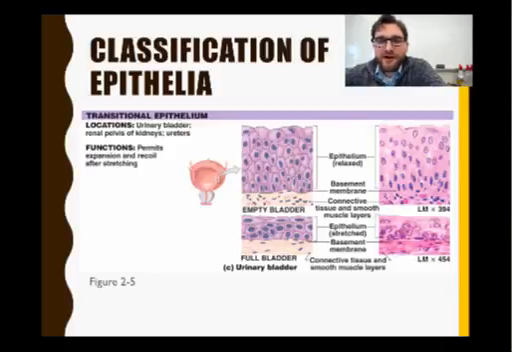Transitional epithelium can be found in the urinary bladder. It can be found in the renal pelvis of the kidneys and the ureters. Its function is to permit expansion and recoil after stretching. So in this image, we see two states, the relaxed state and the full or stretched state of the bladder. In the relaxed state, the epithelial tissue may look very cuboidal. In the stretched state, the surface epithelium may look very squamous in shape.